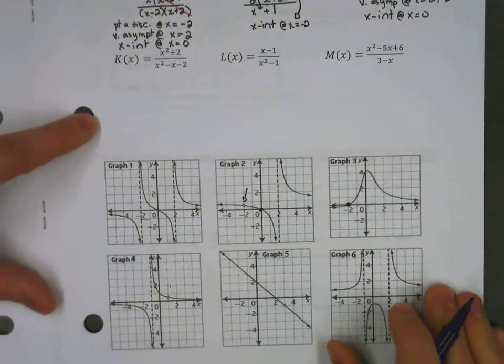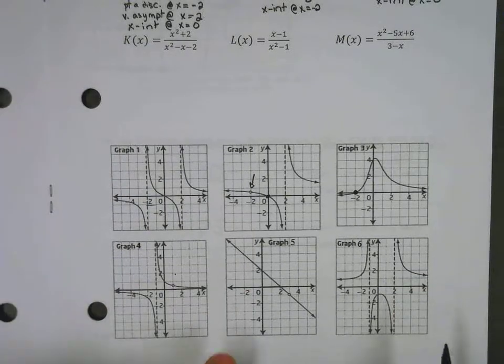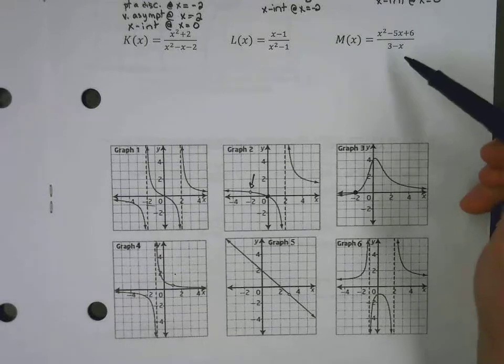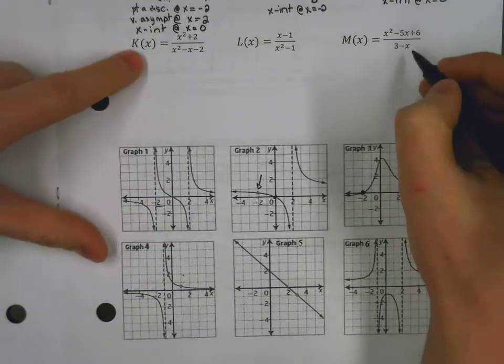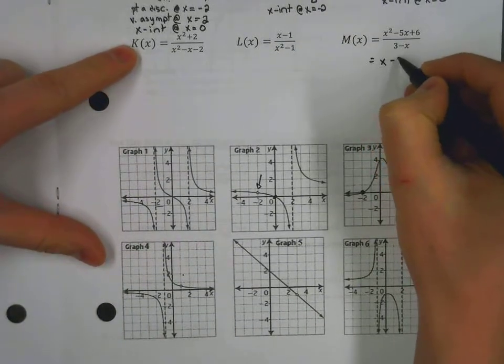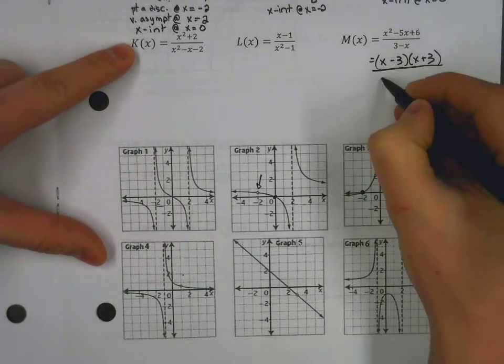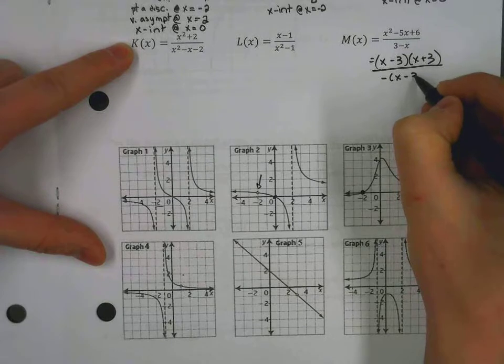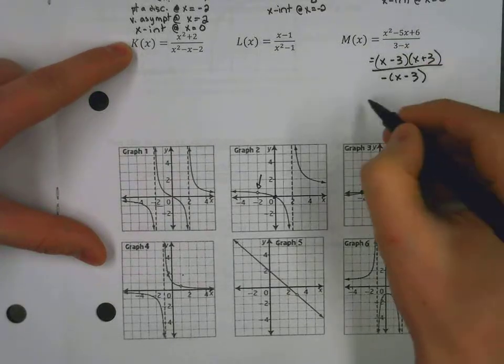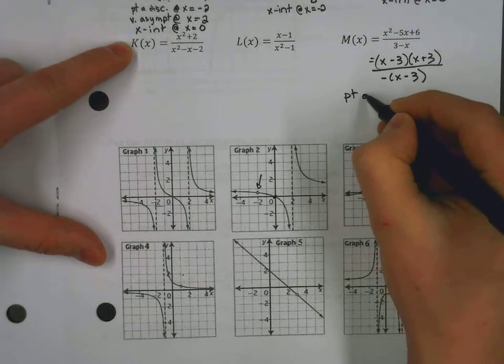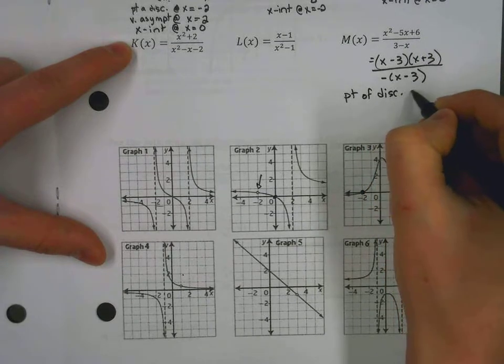I'll do one more graph and then I'll continue on, and maybe we'll look at graph M. So graph M factors nicely into an x minus 3 and an x plus 3. The bottom has a negative that could be factored out, giving us an x minus 3. I do see a matching factor top and bottom, which gives us a point of discontinuity at x equals 3.